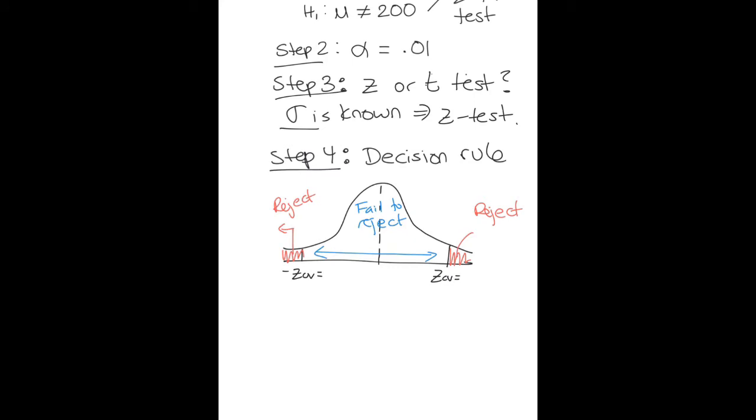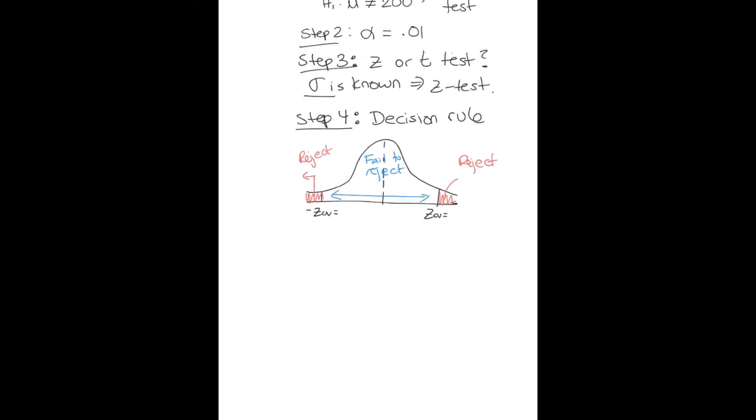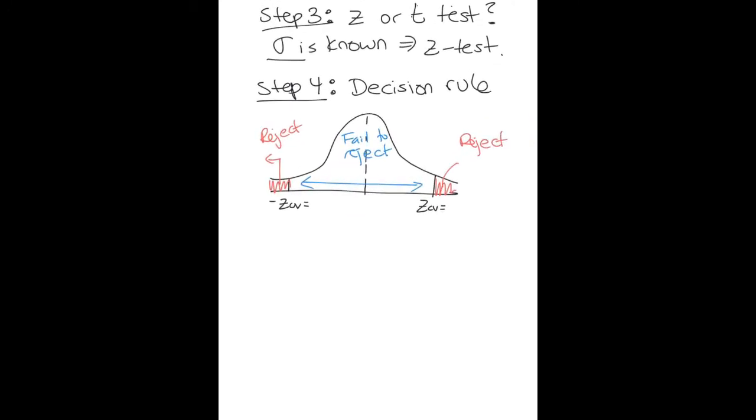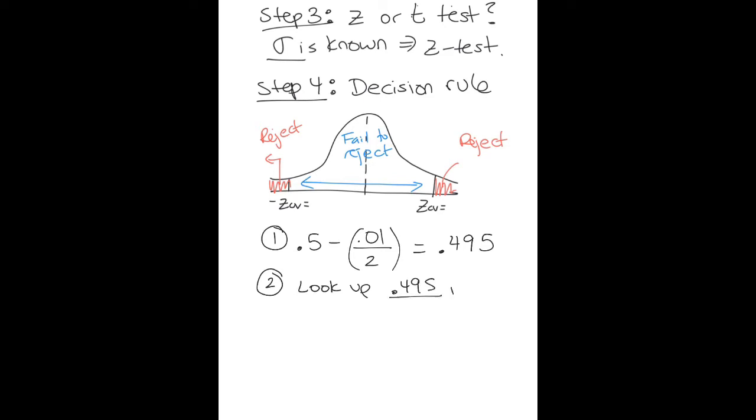Okay, so let's see what we get. What is our z-critical value in this case? Let's follow our steps for the two-sided test. Step 1 is we take 0.5 and we subtract alpha divided by 2. So we get 0.01 divided by 2. This will be 0.5 minus 0.005, so we get 0.495. Step 2, we have to go to our z table and look up 0.495 in the body of the z table.